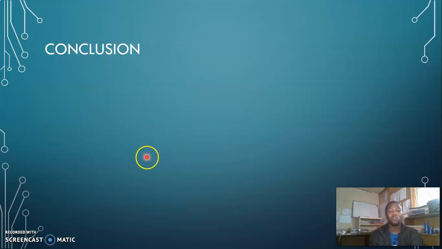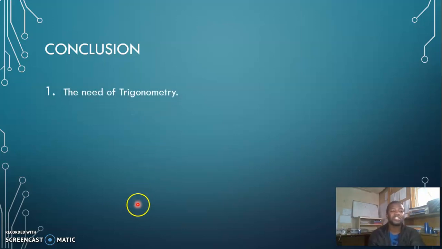Right. Now let's conclude. Ladies and gentlemen, when we conclude, we want to check if we were able to answer the questions or understand the things that we were supposed to understand when we opened the session, that we said we were aiming to understand. Number one, the need for trigonometry. We saw that we need trigonometry to solve problems when we are only given one side and an angle in a right angle triangle.